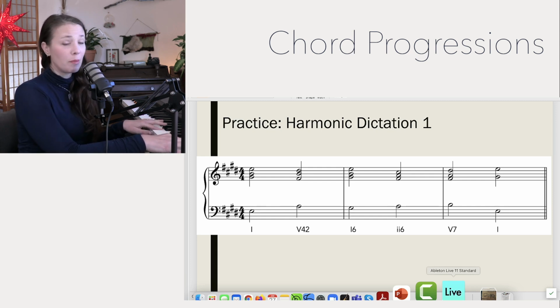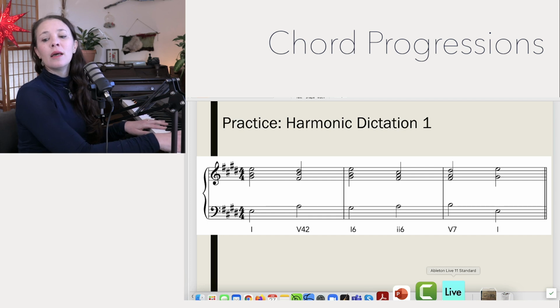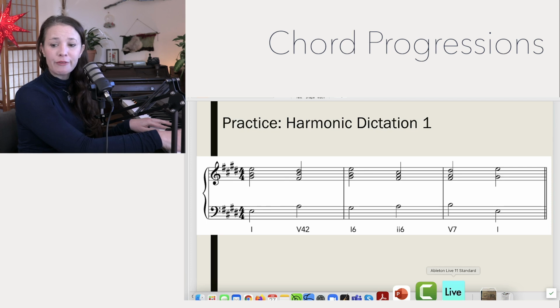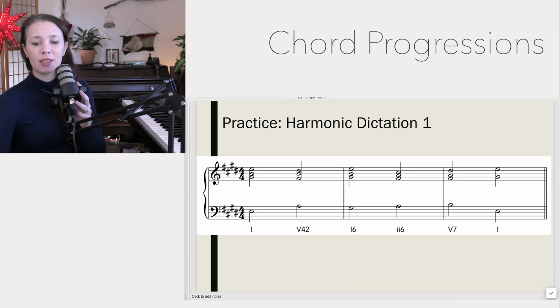Kind of the major is much brighter. Then 5, 7. If it was just a 5 chord, it would be so 5 versus 5, 7. Have that tritone in there. Okay. Let's try another one.